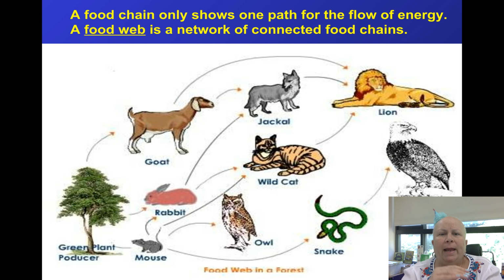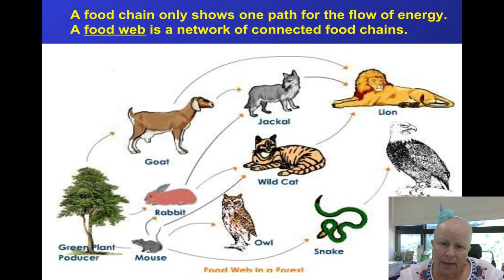So a food chain shows just the one path for the flow of energy. And then a food web is a network of all these food chains that work together in an ecosystem. But again, the arrows are very important. If you look at the direction that the arrows are pointing, that tells you the direction of the flow of energy. So the tree is passing on energy to the goat when the goat eats it, and the tree is passing energy to the rabbit.